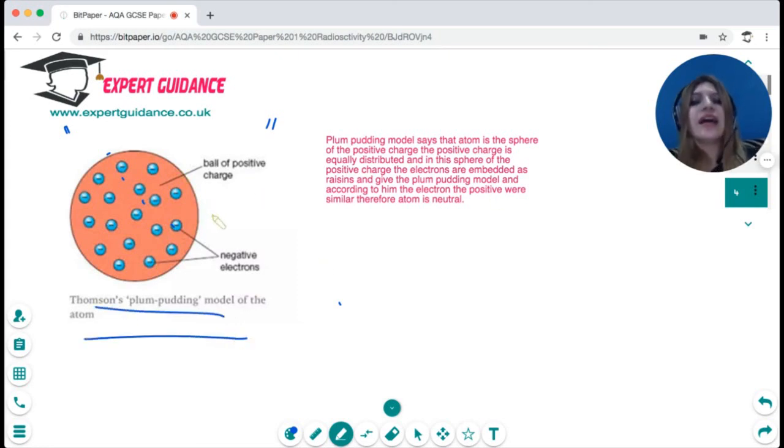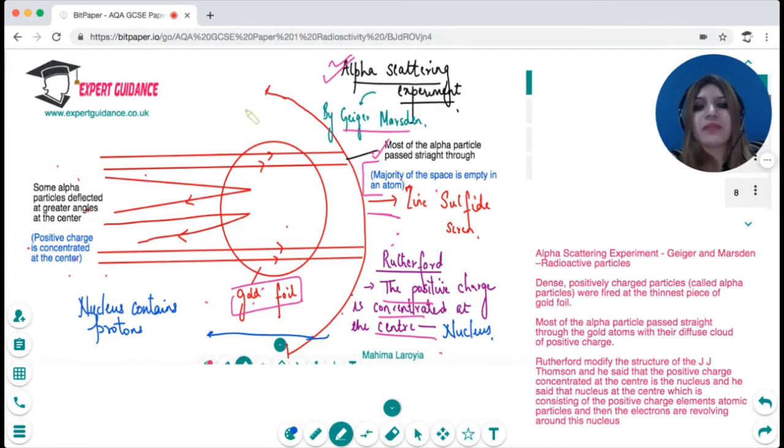Now if this theory was true, then what we should have expected is that when we pass the alpha particle, which is the helium particle and is positively charged, through this sphere, it should have deflected, as the atom has positive charge equally distributed throughout. But this was tested in an experiment done by Geiger and Marsden. When they passed the alpha particles through the gold foil, they saw that most of the alpha particles passed straight through, and some showed deflection at a very great angle, and that was just at the center.